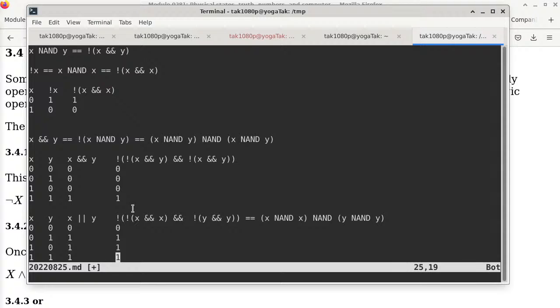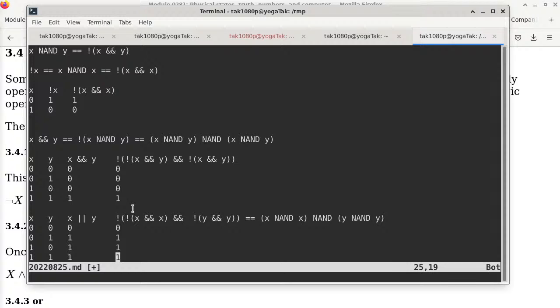All right, so as I drink water so my throat is not dry, you guys can look at this and see if you have any questions. So are there any questions about the truth tables?